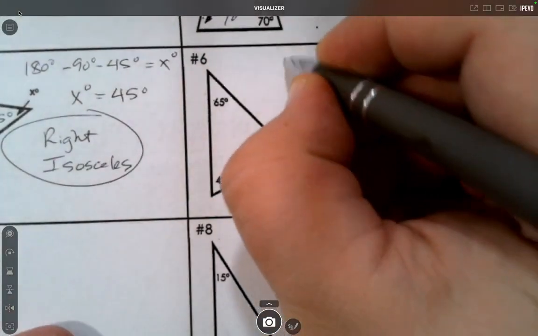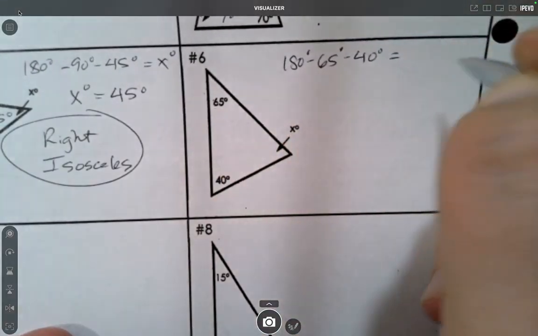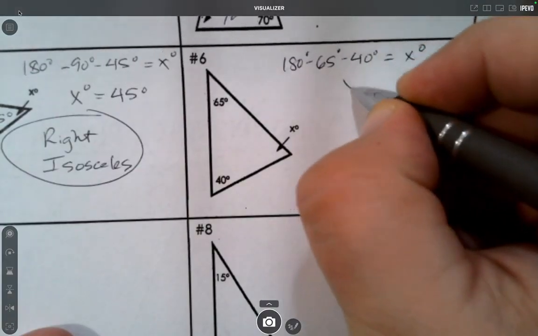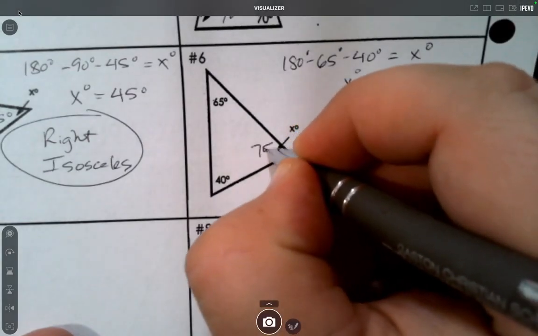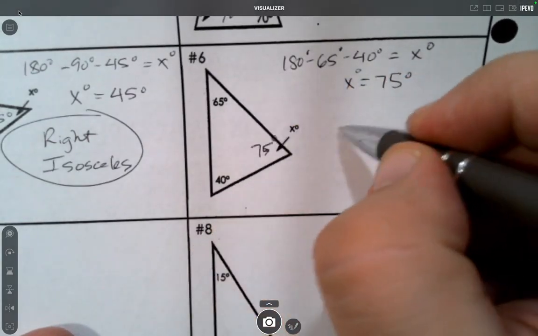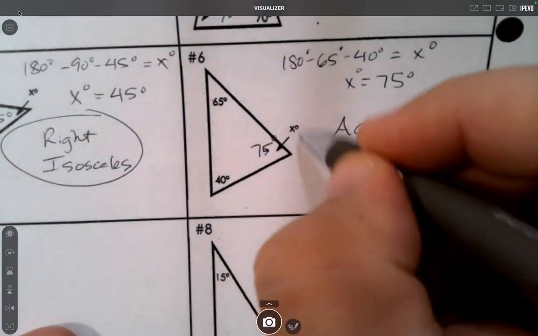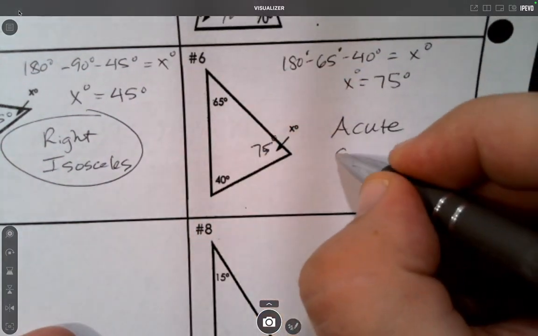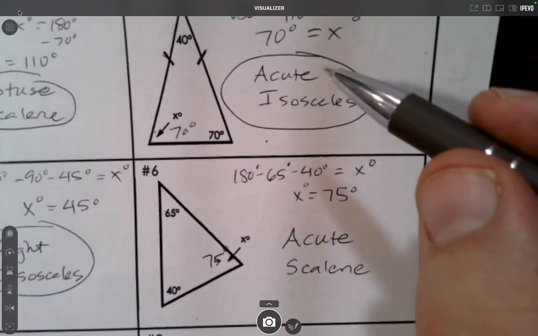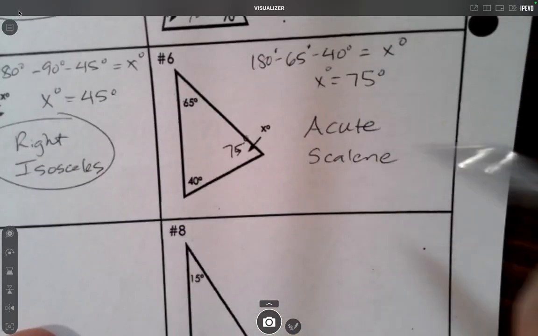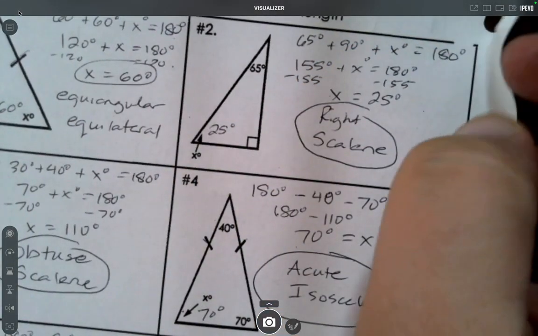Okay, number 6, I'll do 180 minus 65 minus 40 degrees, and that will come out to making x 75 degrees. So as talking about angles, those are all less than 90. So this is an acute triangle because all the angles are less than 90 degrees. And there's no tick marks. So this can be scalene because none of the sides are congruent. So it's possible to be acute and isosceles. It's possible to be acute and scalene. Like I said, these two always go together. The rest can be mixed up.